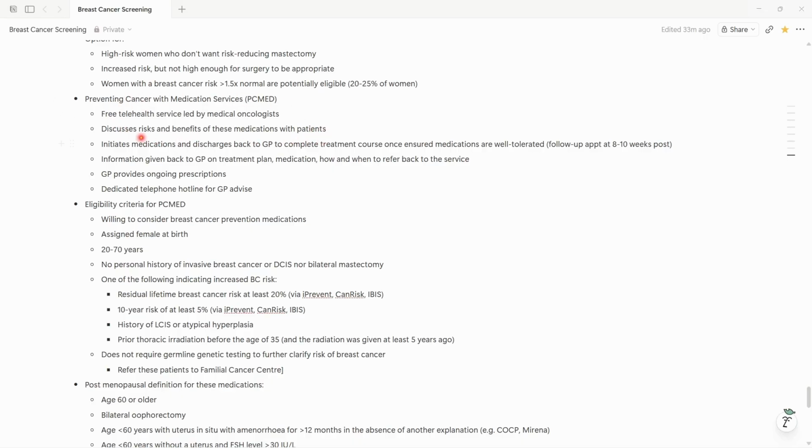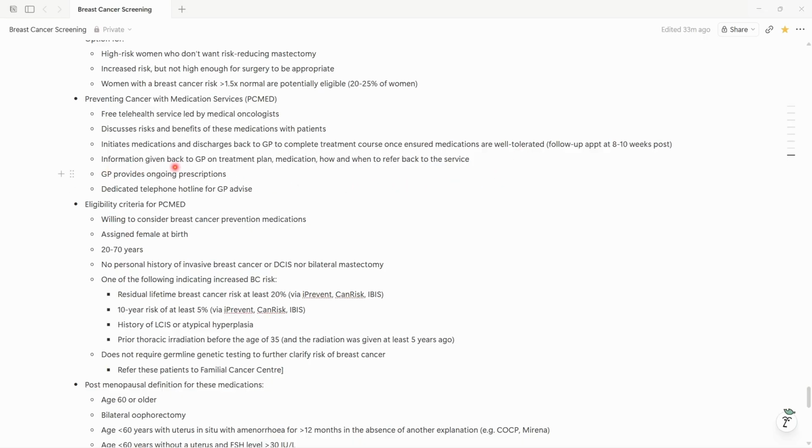And it's a service that patients can be referred to by their GP. The specialist will initiate medications and will discharge them back to the GP to complete the treatment course. The specialist will review them about 8 to 10 weeks post to ensure that the medications are well tolerated before discharging them back to the GP.